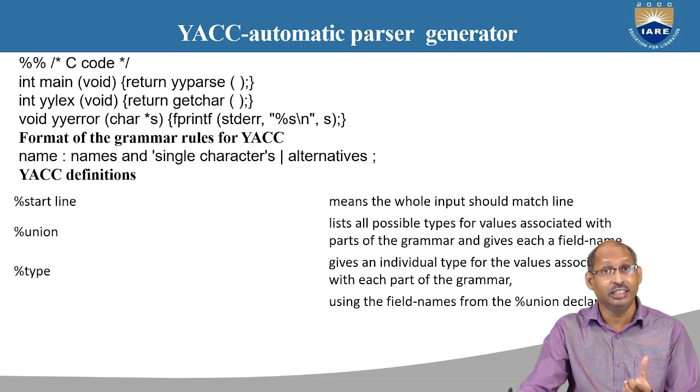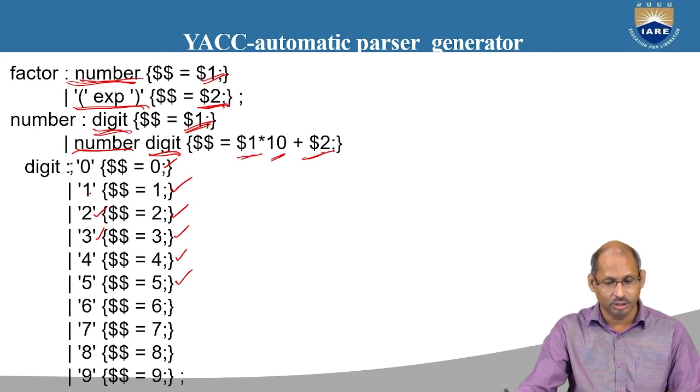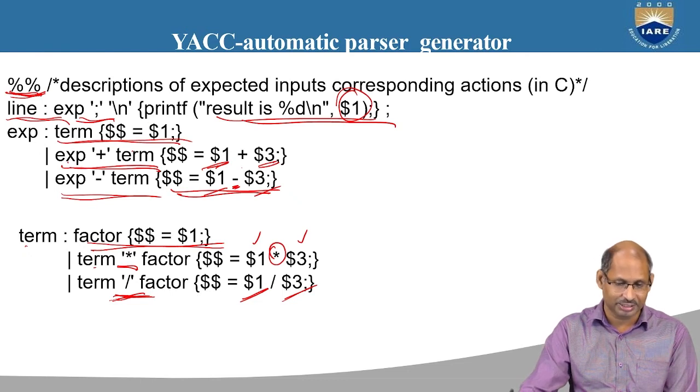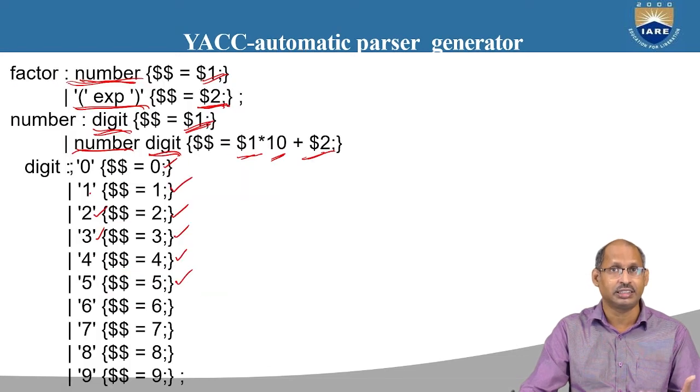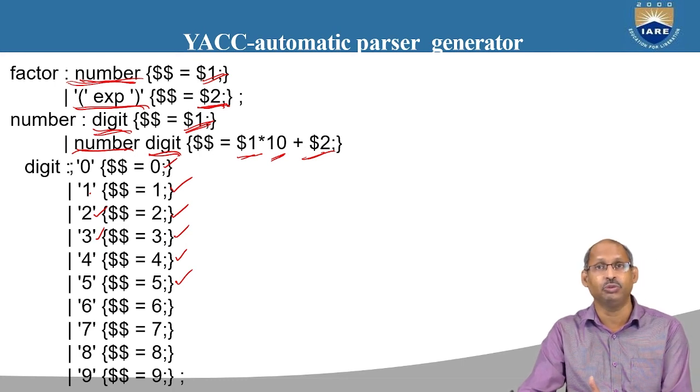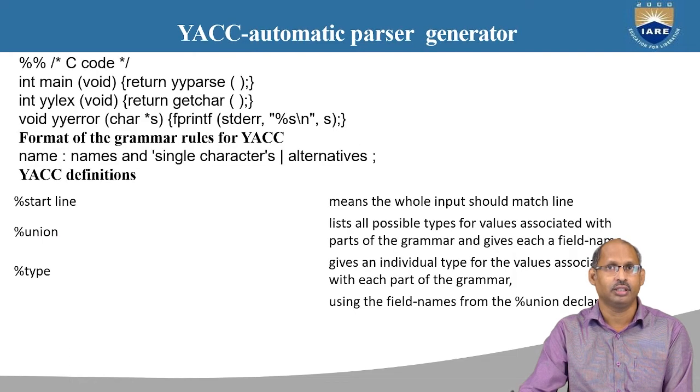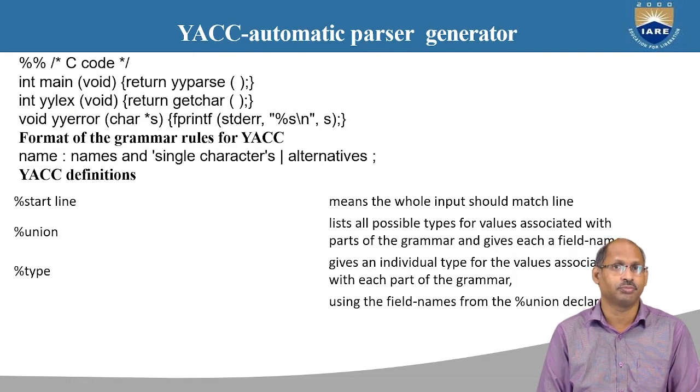Then these are the rule section. This one is the rule section. This is the rule section which consists of line, expression, term, factor, number and digits. We have defined them with respect to the action part. Then the third part. What is the third part? It is the C code. Whatever is required in the translations, it uses in the rule section. All those functions we define here.